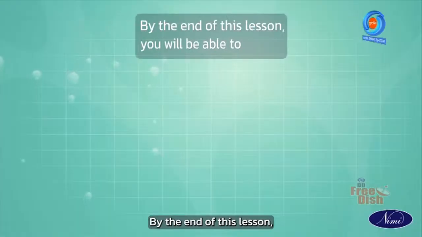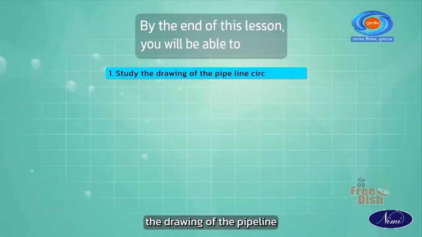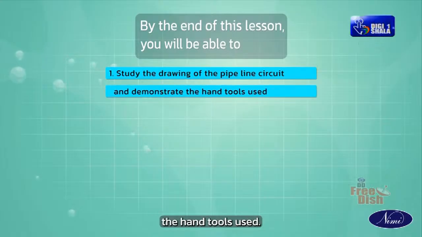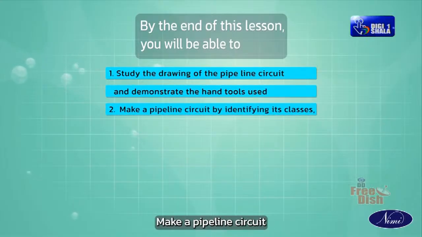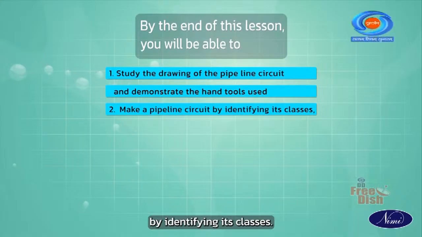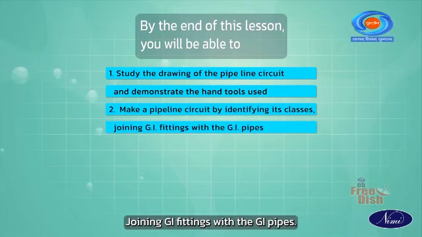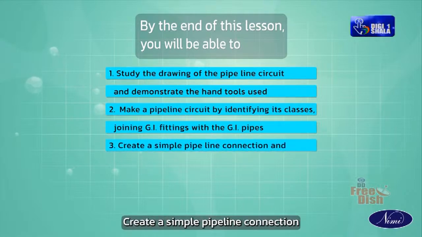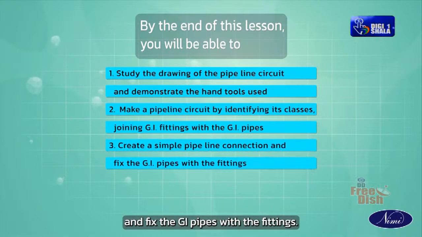By the end of this lesson, you will be able to study the drawing of the pipeline circuit and demonstrate the hand tools used, make a pipeline circuit by identifying its classes, joining GI fittings with the GI pipes, create a simple pipeline connection and fix the GI pipes with the fittings.